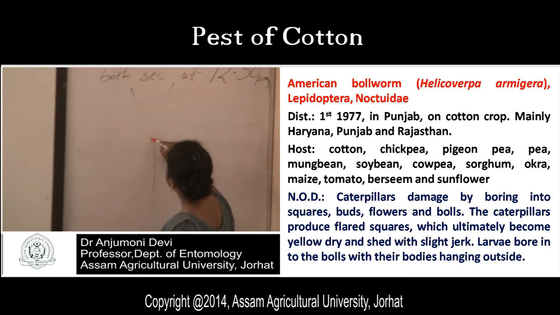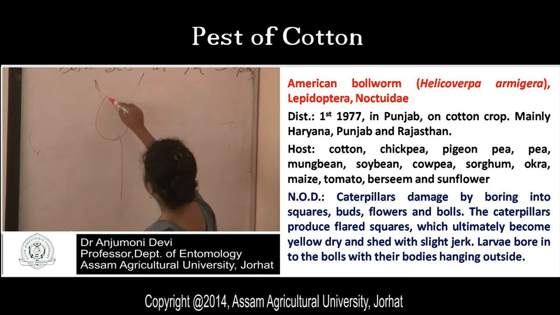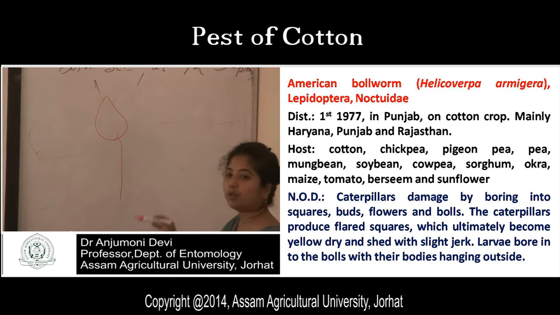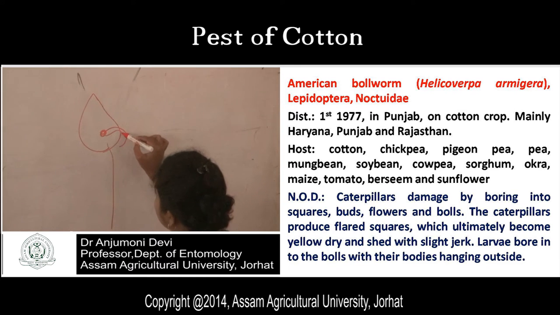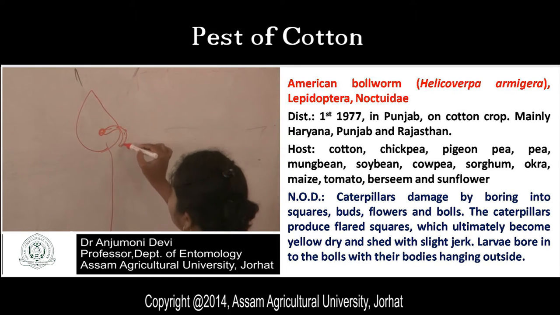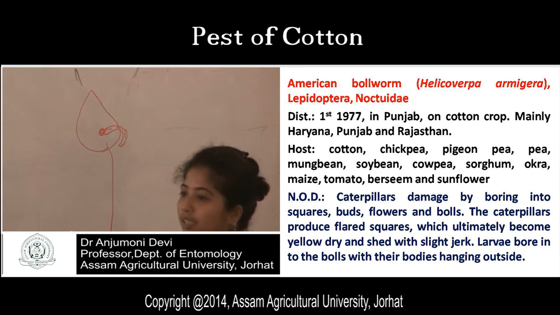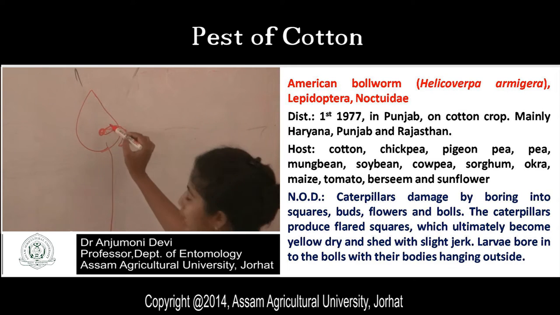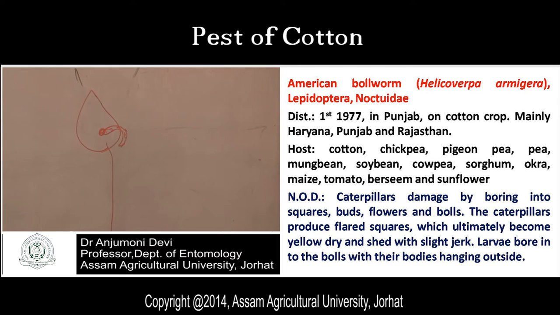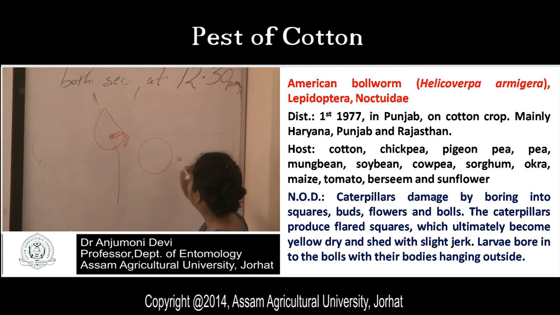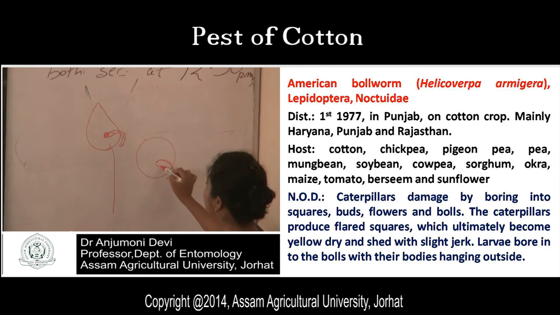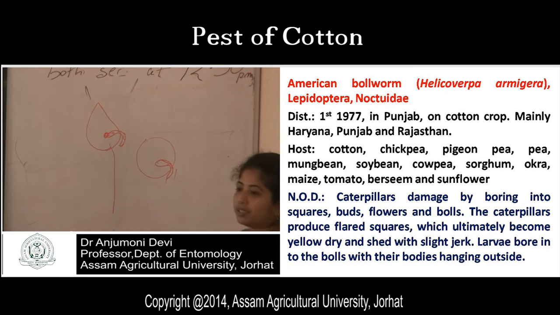In case of this insect, when the insect feeds on the balls or flower buds, half of the pest is outside, hanging downwards, and half is inside the fruits. In case of tomato also, half of the pest is inside the fruit and half is outside.